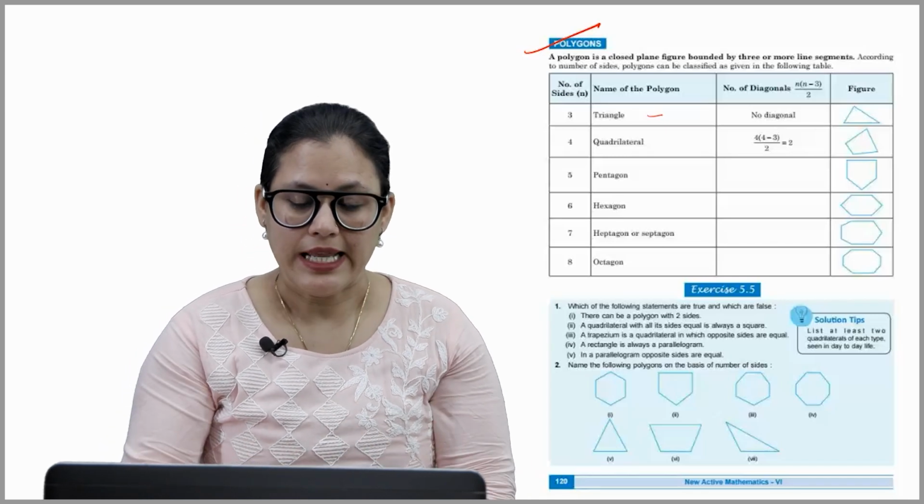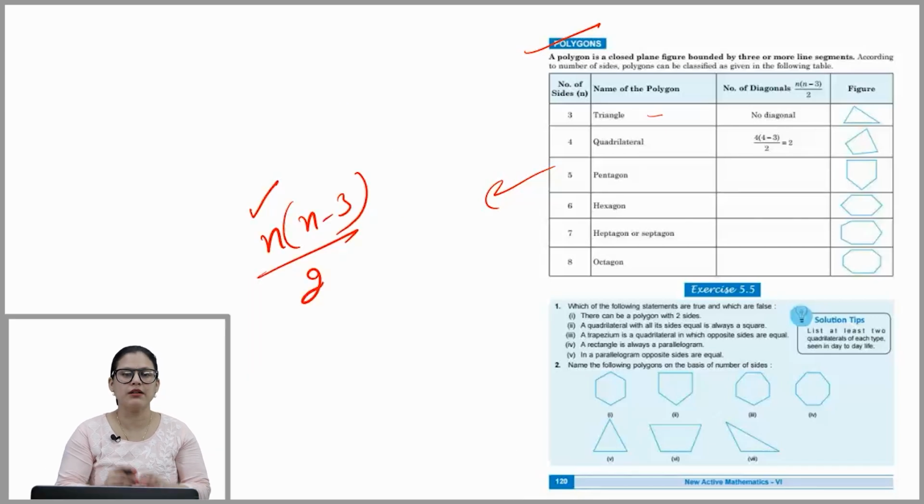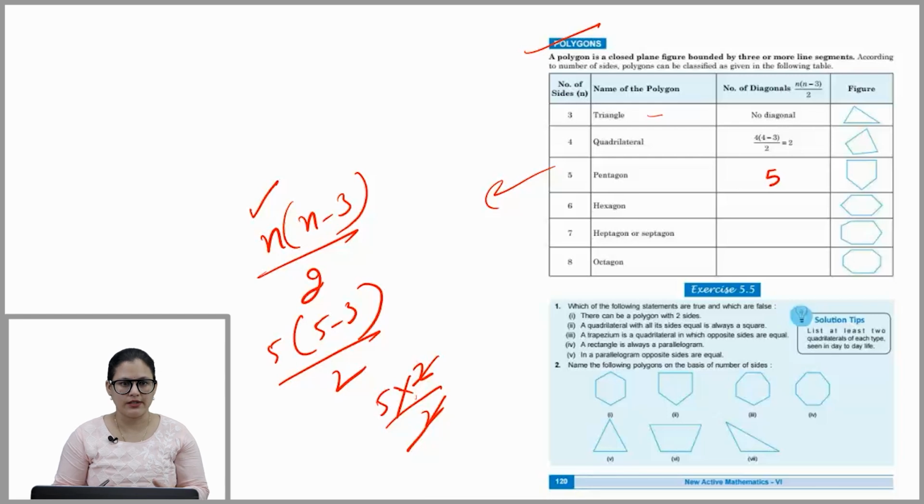Now pentagon, let's apply the formula n(n minus 3)/2. What is n? n means the number of sides. So in a pentagon there are 5 sides, 5 times (5 minus 3) by 2. So 5 into 2 by 2. 2 goes, answer is 5. So there are 5 diagonals, right?